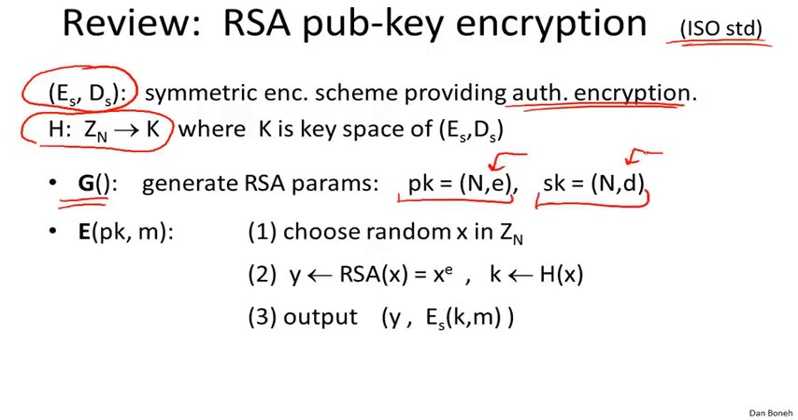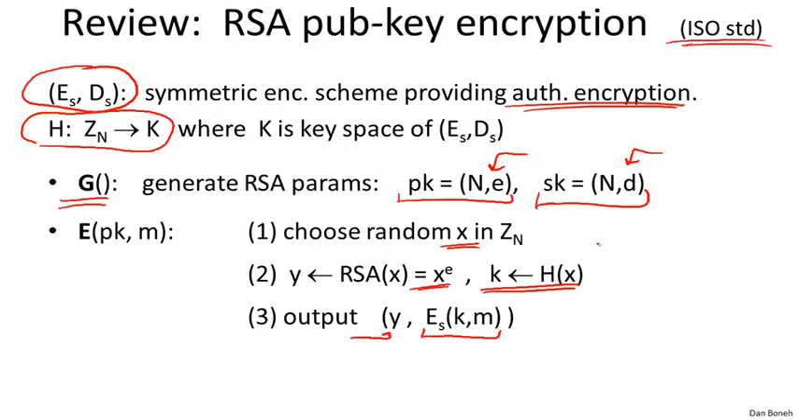And the way we encrypt is as follows. We choose a random x in Zn. We apply the RSA function to this x. We deduce a symmetric key from this x by hashing it, so we compute h of x to obtain the key k, and then we output this y along with the encryption of the message under the symmetric key k. In practice, the hash function h would be implemented using SHA-256, and you would use the output of SHA-256 to generate a symmetric key that could then be used for the symmetric encryption system.